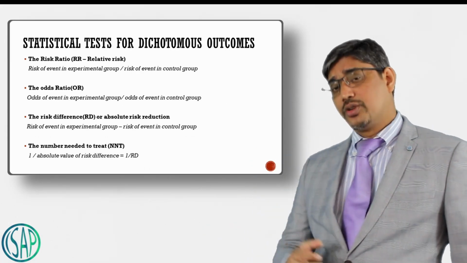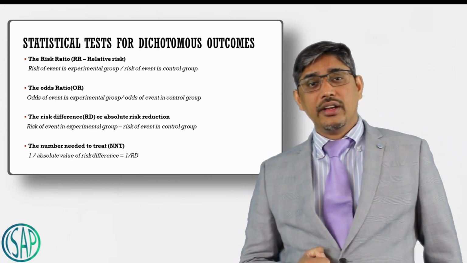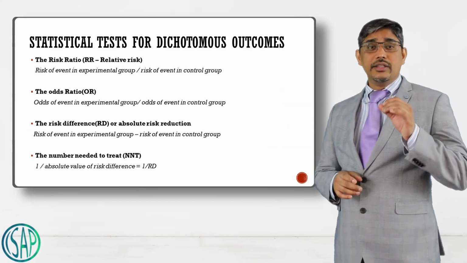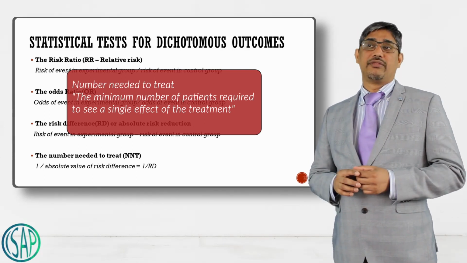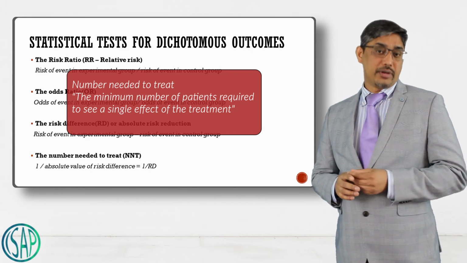Because it helps us to calculate number needed to treat. So what is this number needed to treat? This is the minimum number of patients required to see a single effect of the treatment. That is what is number needed to treat.